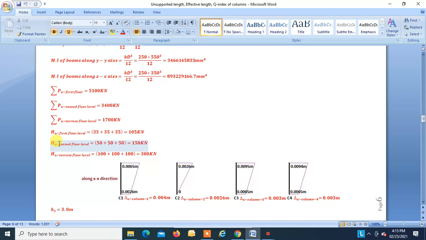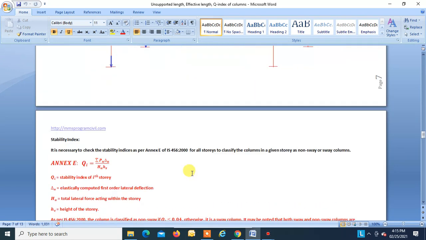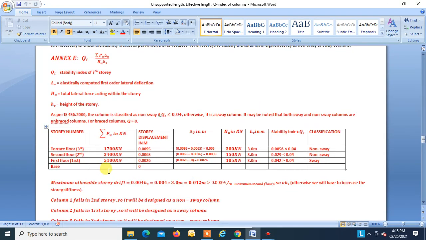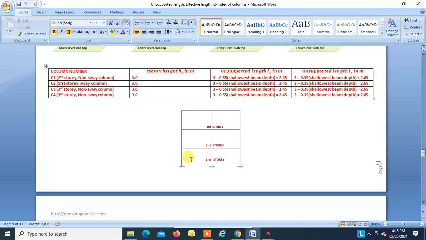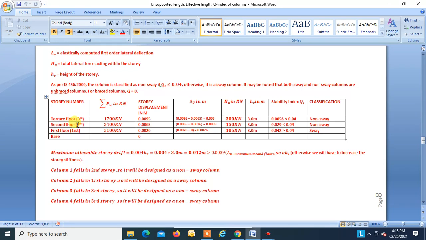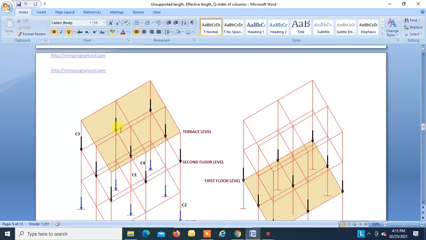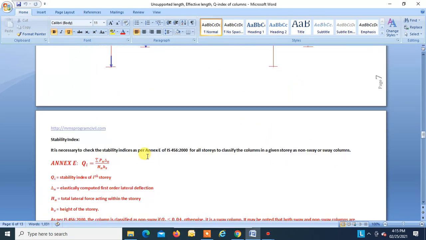We have some PU, we have HU, we have HS, we have delta U. So we can find the story index Q for each story. Okay, so this is our generalized formula. So these are the story numbers. This is third story, this is second story, this is first story. Let me show you the 2D diagram. First story, second story, third story. Okay, sigma PU, we have found this for first, second, third. We have already found it from the analysis, which we have kept over here, right?